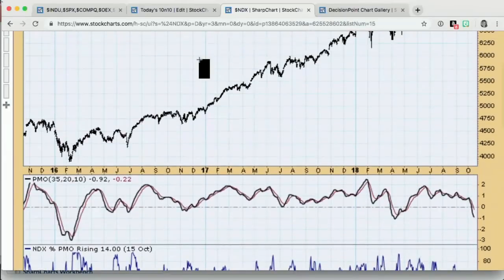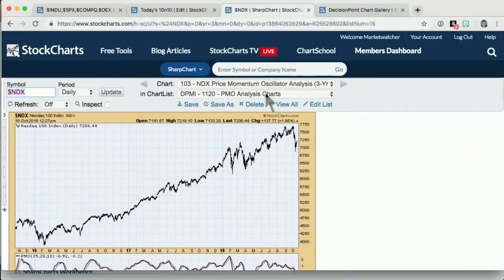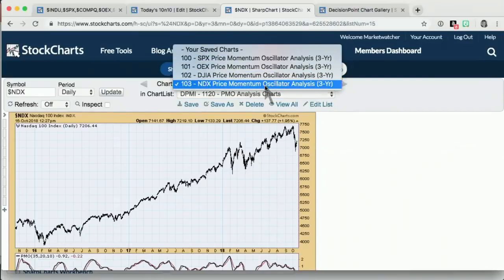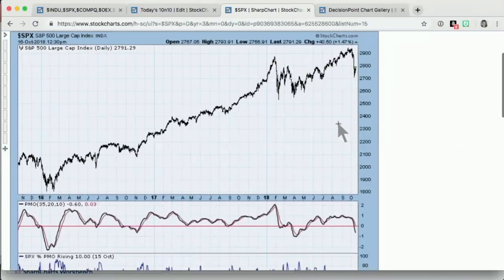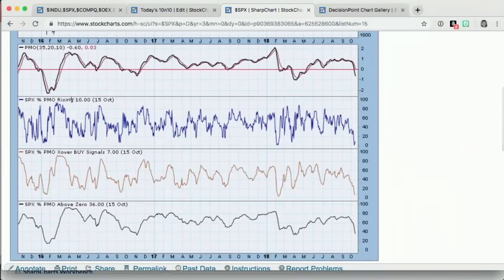Okay, so that is the PMO Analysis Charts. And like I said, there are 4 different ones in here, and you can get a peek at what each of them is telling you very easily. I just love this when you look at it.